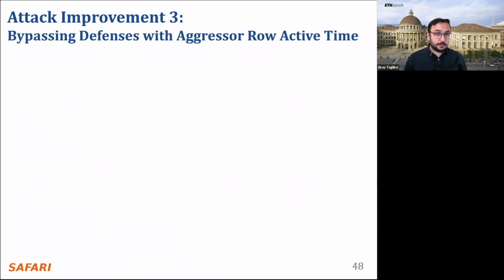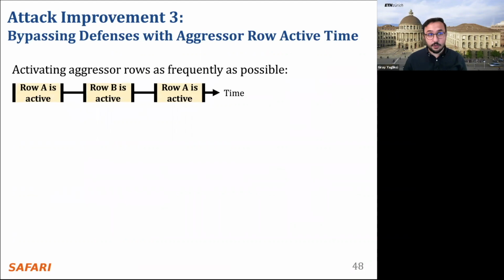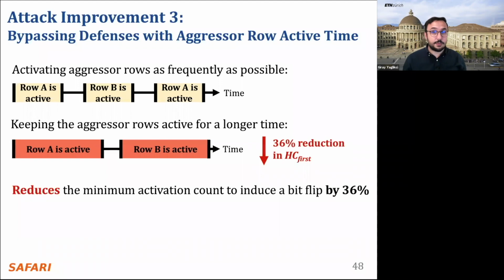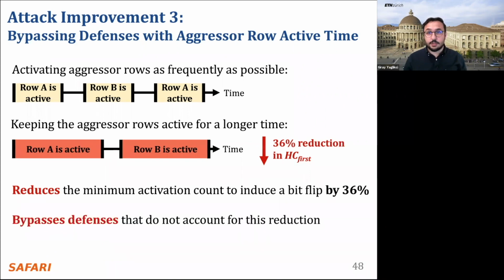In the third example, an attacker can leverage the effect of aggressor row active time. In this scenario, instead of activating aggressor rows as frequently as possible, the attacker can keep the aggressor rows active for a longer time. Based on our analysis, HC first reduces by 36% on average with the proposed access pattern. This is important because with this reduction, an attacker can bypass RowHammer defenses that do not account for this reduction.